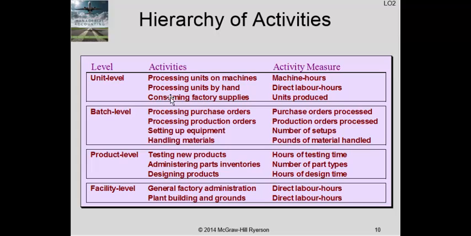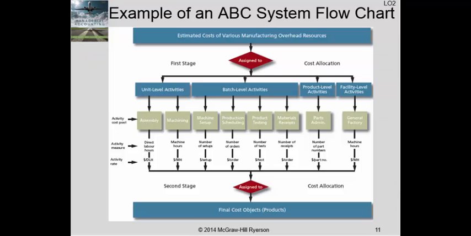And then the last hierarchy that we're going to look at is a facility level, and that's basically the factory building itself, and any indirect costs associated with it, insurance and all that sort of thing. Just with maintaining the overall facility, the factory within which all this good stuff takes place. So how does this actually look in schematic form?